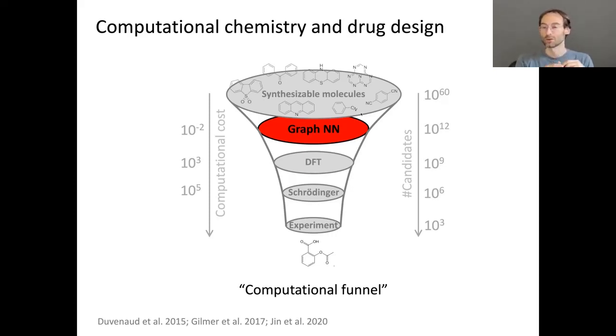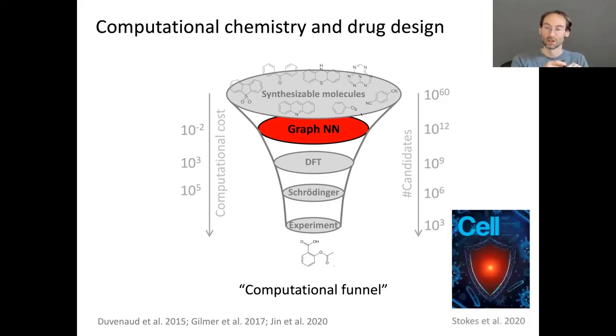And I should mention that earlier this year, there was a publication in Cell where graph neural networks were used for virtual screening in discovering a new class of antibiotics. This was work by the group of Collins from MIT.